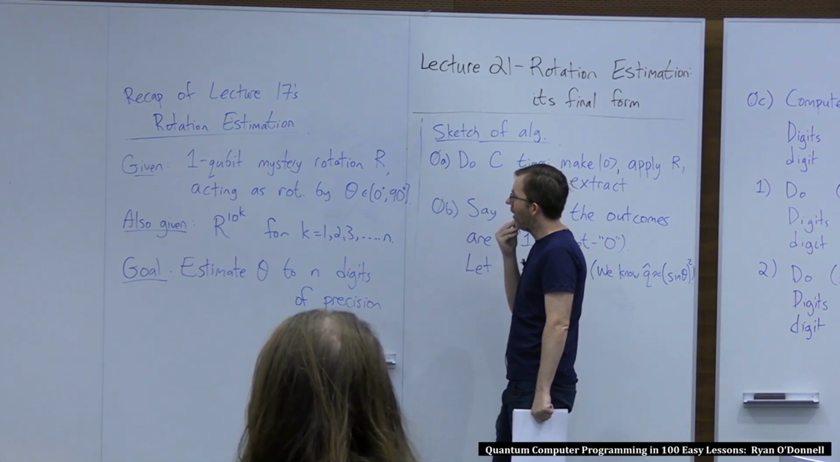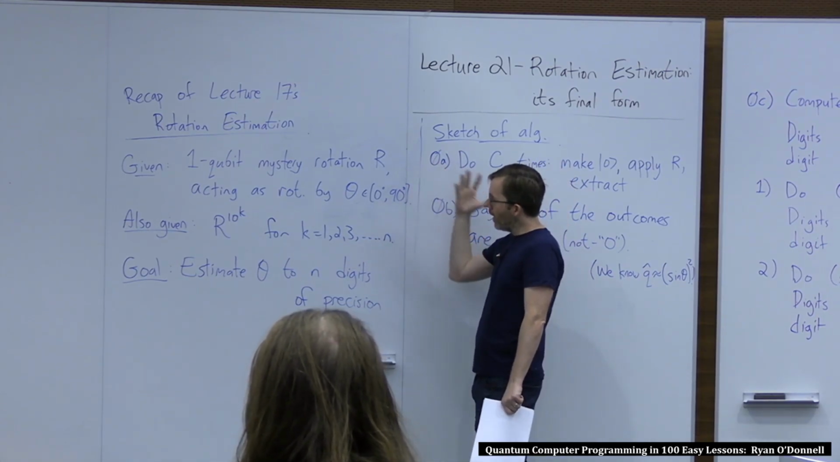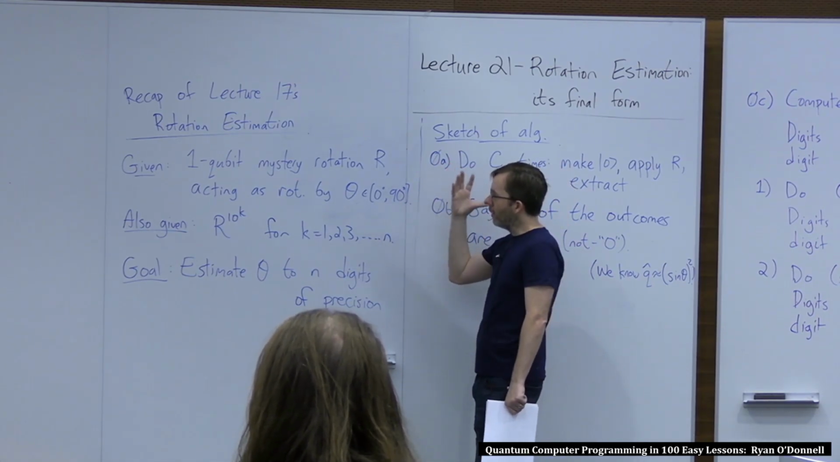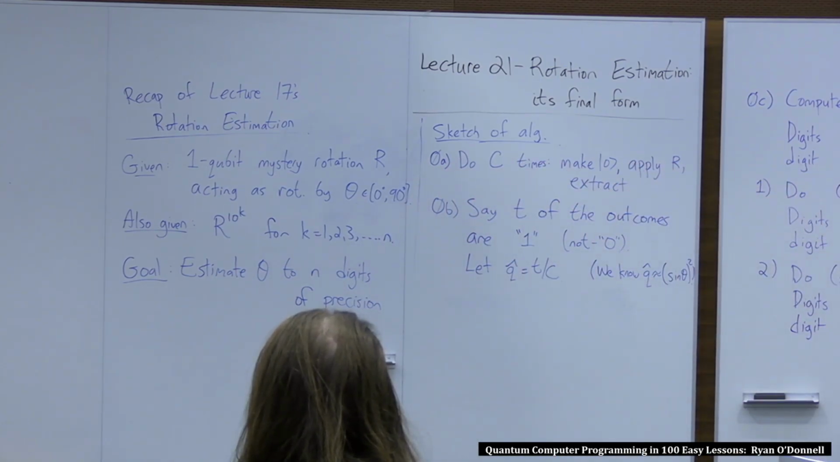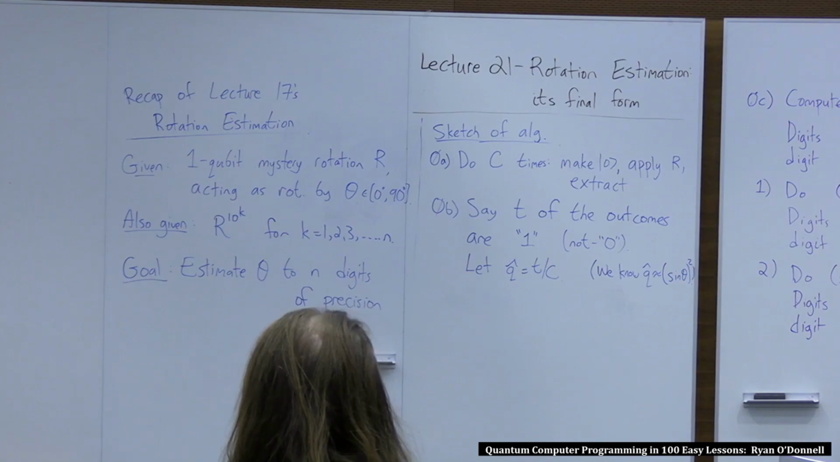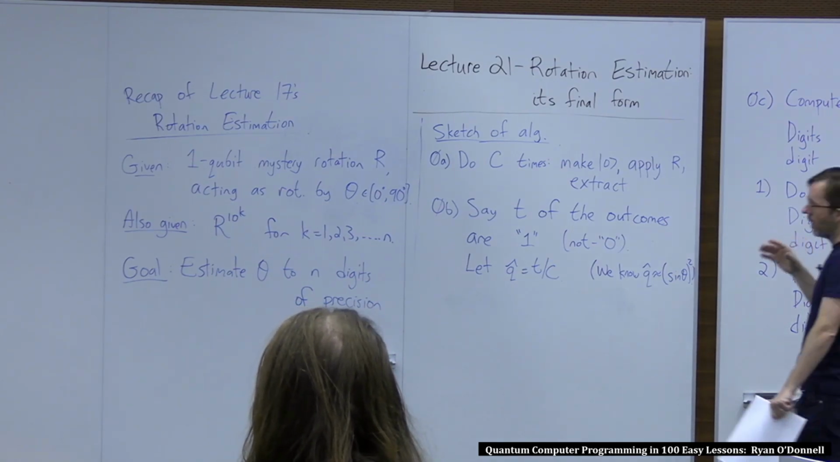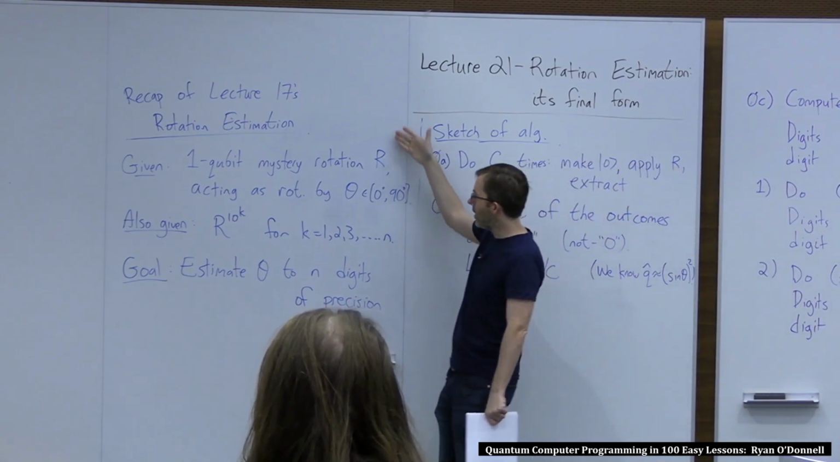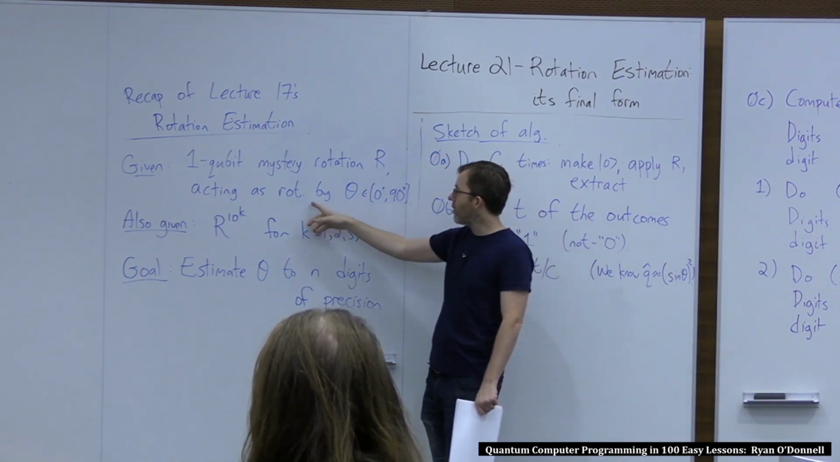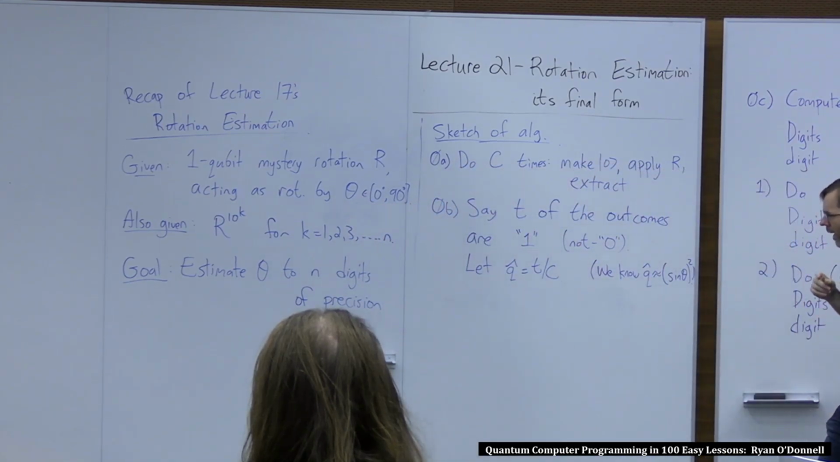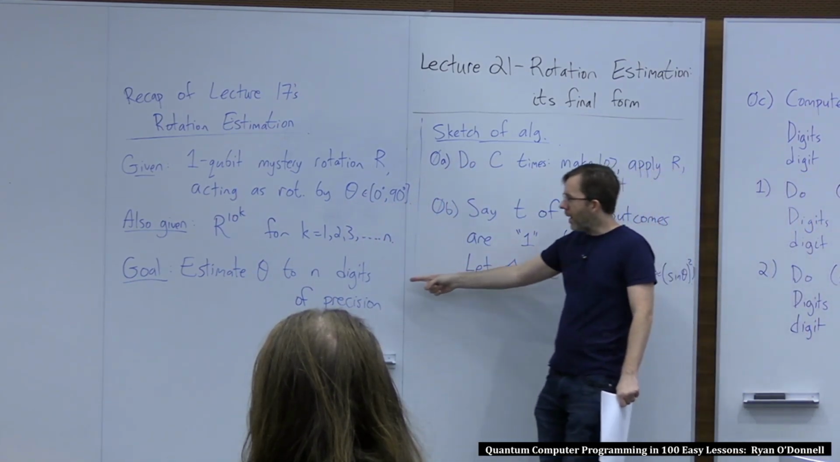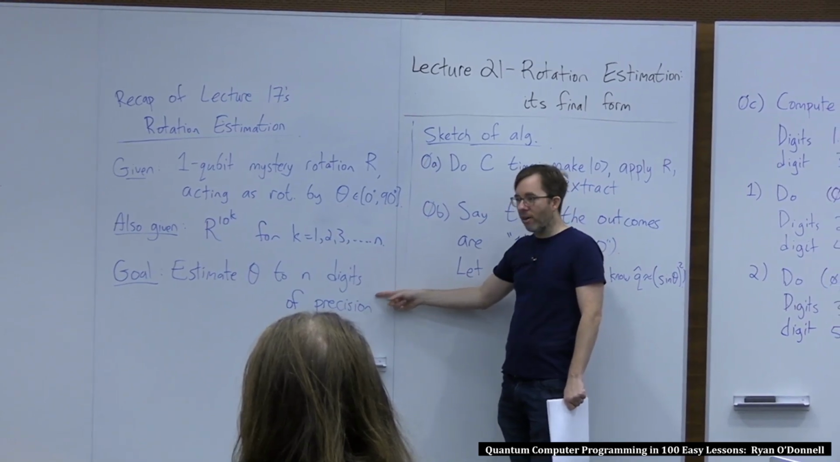So the setup was, you had some unitary which acted as a mystery rotation. And the main setup we discussed was just when it was acting on one qubit. Now, we also talked about it a little bit in the context of Grover, and I'll get back to that. But let's just say for now it's acting on one qubit, so it's a mystery rotation R, rotation by some mystery angle theta between 0 and 90 degrees. And your goal is to estimate theta to a lot of precision.